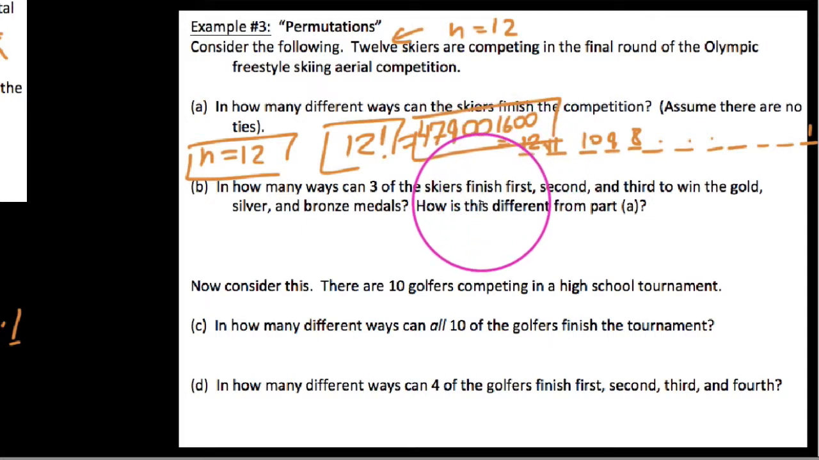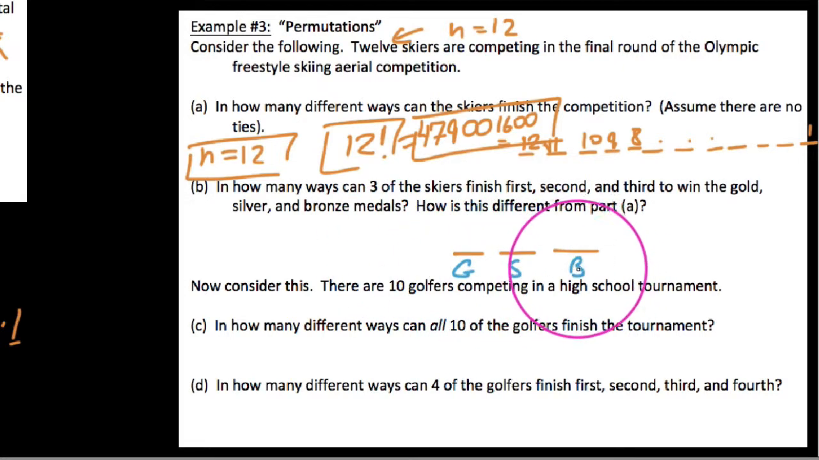Okay. So on letter B it says, in how many ways can 3 of the skiers finish first, second, and third to win the gold, silver, and bronze? How is this different than the first situation? In this instance, I'm going to use the fundamental counting principle, which says we have gold, silver, and bronze. How many ways could this happen?